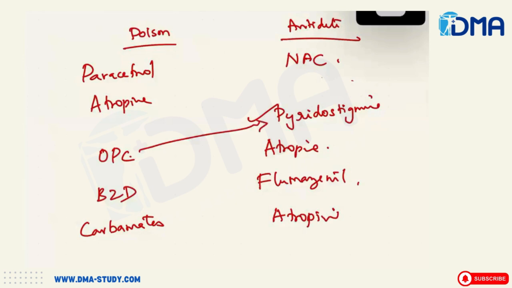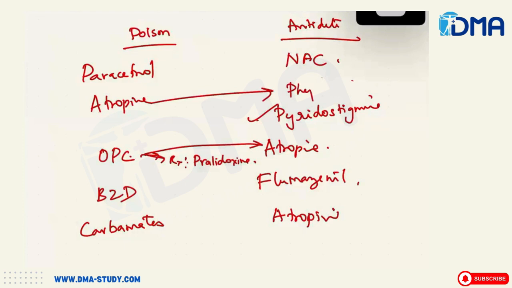For OPC poisoning, you also give what is that? Treatment. This atropine is just the direct antidote. Okay. But for treatment, you use pralidoxime. For atropine, it is physostigmine. Okay, I wrote it wrong. Physostigmine only.